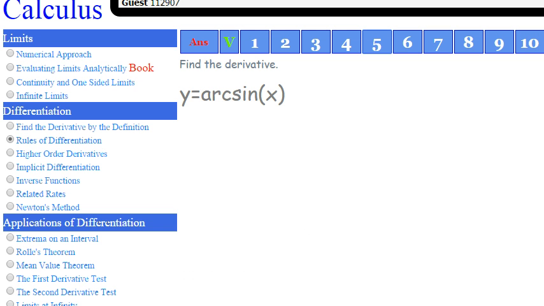I don't really have too much to say about this. This is one of those ones that you just got to memorize. Arc sine of x.